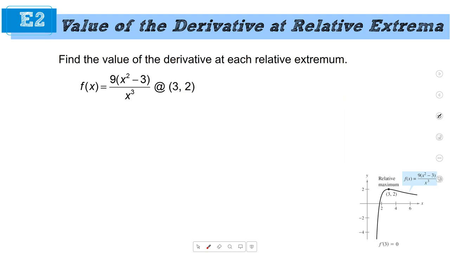Find the value of the derivative at each of the relative extrema. All right, go ahead, take the derivative. There are a couple ways to do that. I'd like to see what happens and how you do it.